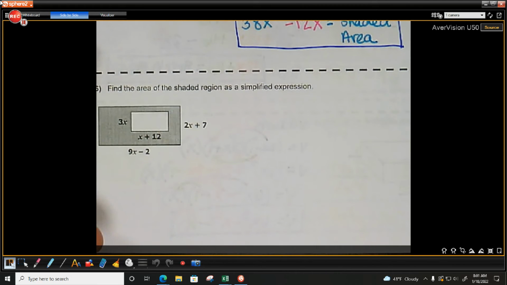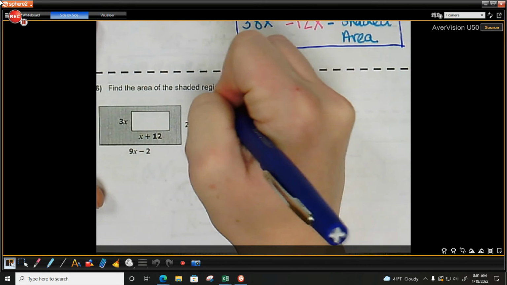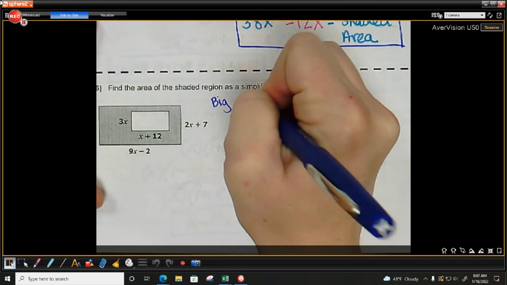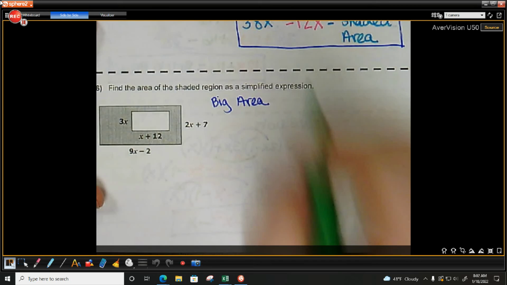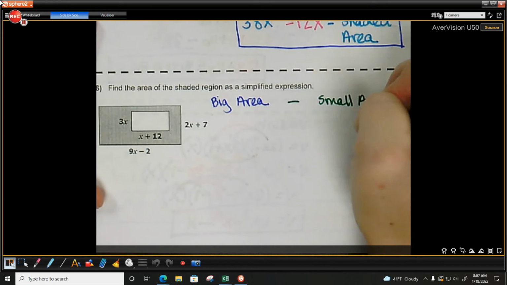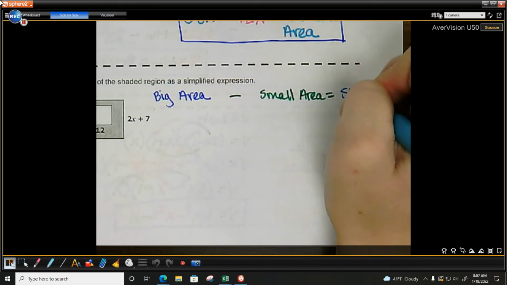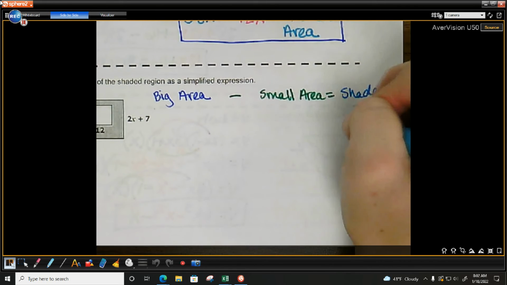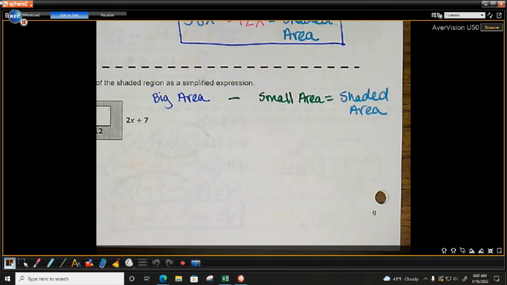Okay, find the area of the shaded region. So again, we're going to do big area minus small area equals shaded area.